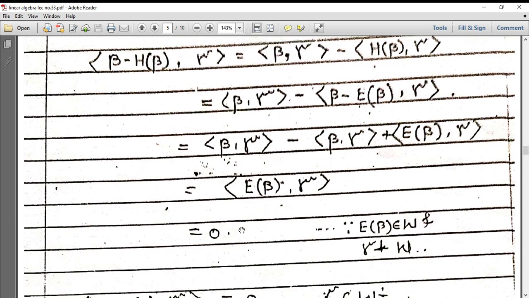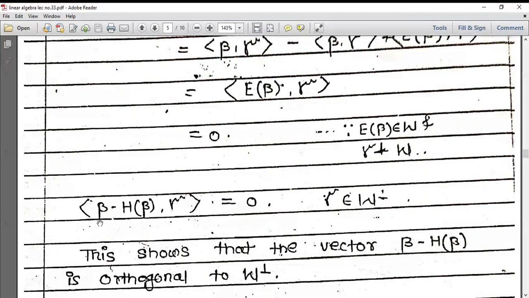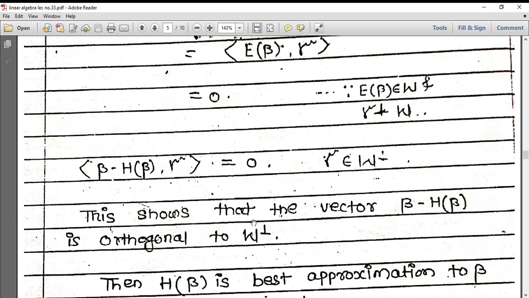Which is equal to 0. Why? Because E of beta belongs to W and gamma belongs to W perp, hence the inner product of these two terms is 0. Hence the inner product of beta minus H of beta with gamma is equal to 0, since gamma belongs to W perp. This shows that the vector beta minus H of beta is orthogonal to W perp.